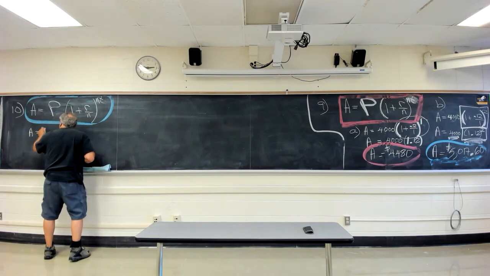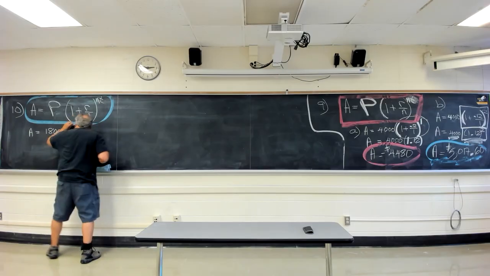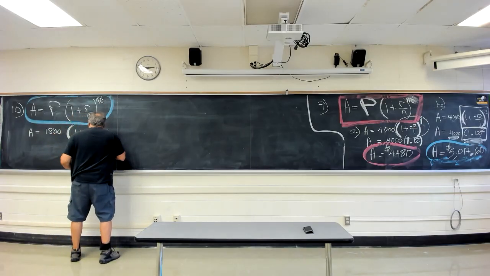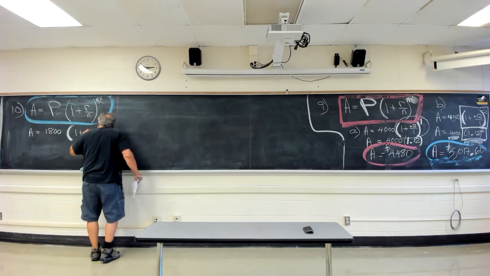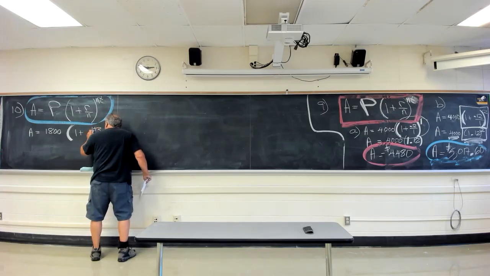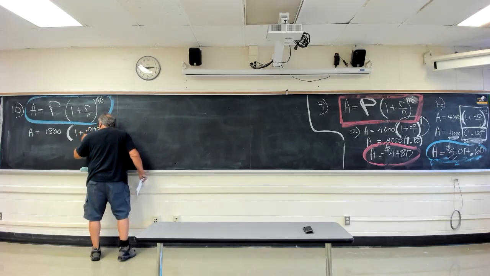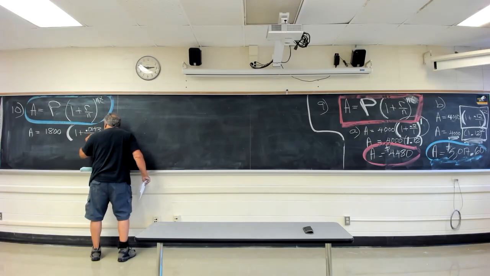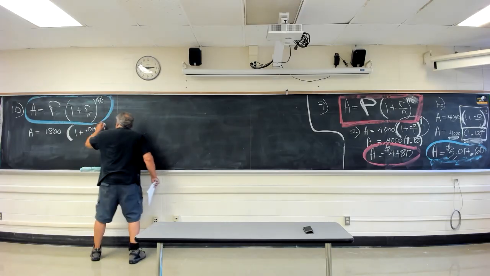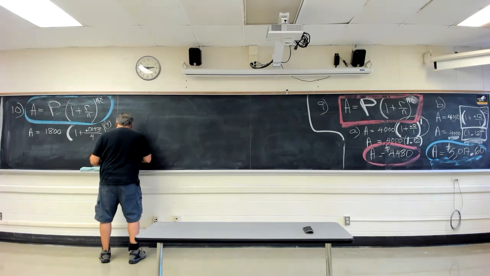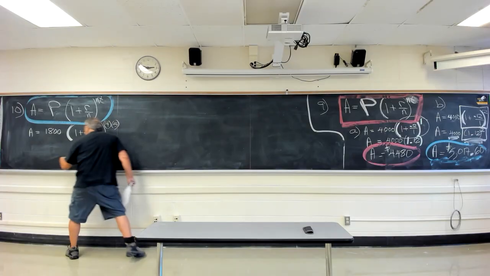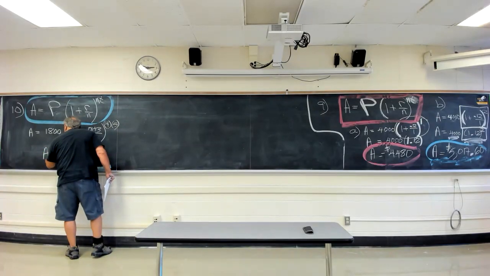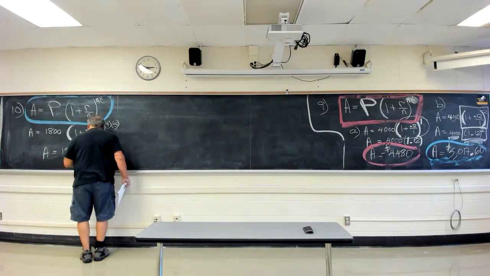Reuben took the $1,800. He invested at an annual interest rate of 1.43%. 1.43%, go over to the left 2 places, that's what it is. It's compounded quarterly, 4 times a year. N is the number of compoundings. T is the number of years. It's a 5-year certificate. Basically, we have 1800.